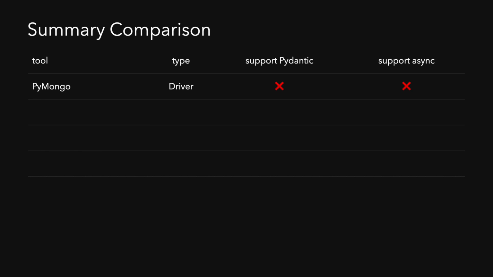PyMongo is a driver, and it does not support Pydantic and does not support async. Mongo Engine is an ODM, and it supports Pydantic and does not support async. Motor is a driver and does not support Pydantic and supports async. And Beanie is an ODM, supports Pydantic and supports async.